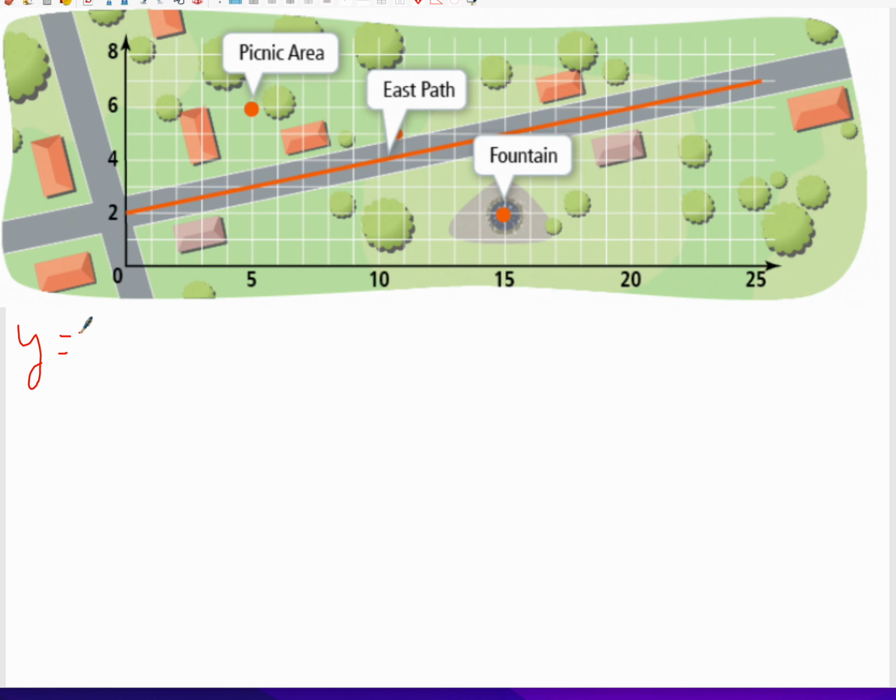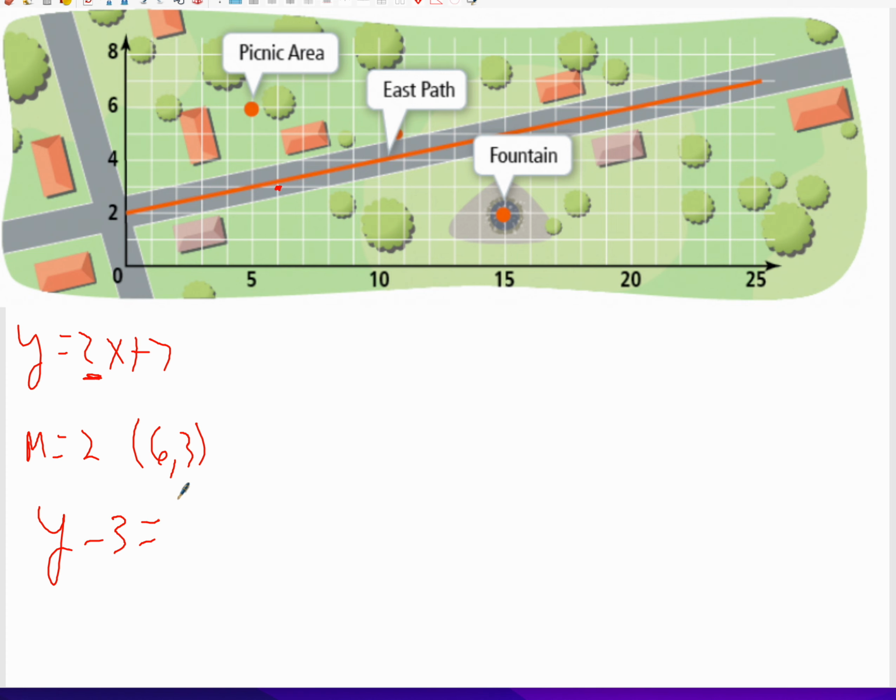The north path on a map: find the equation for a path that passes through the point 6, 3 and is parallel to the north path. So 6, comma 3, and parallel to the north path. So it's parallel to this, right? So m is 2, and the ordered pair is 6, comma 3. So what's my equation? y minus 3 equals 2 times x minus 6.